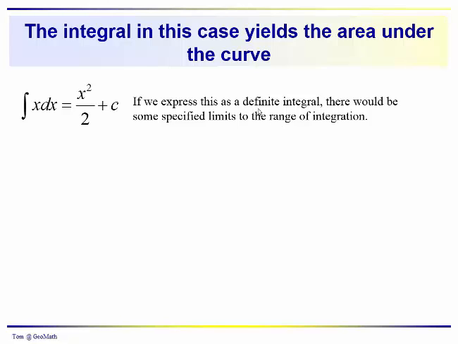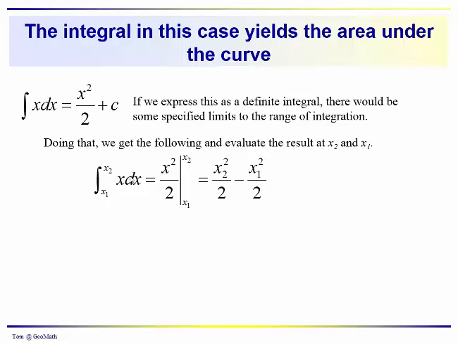Now, if we express this as a definite integral, there would be some specified limits to the range of integration. And it would look like this, where we have the integral of x dx is equal to x squared over 2, evaluated at the limits x1 and x2. And we've said just by convention that we evaluate the result at the upper limit and subtract its evaluation at the lower limit. So let's take a look at that graphically and see what it is that we're getting when we do that.